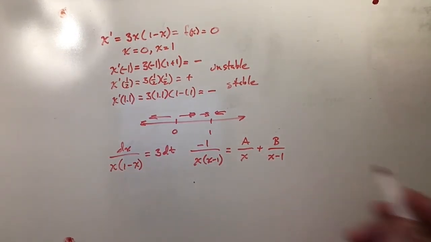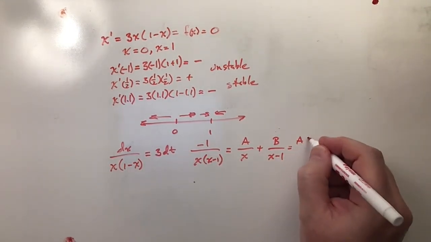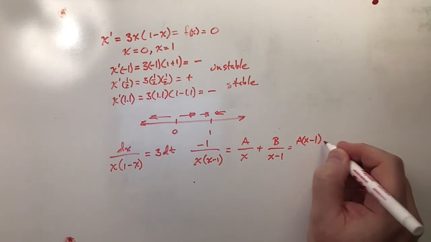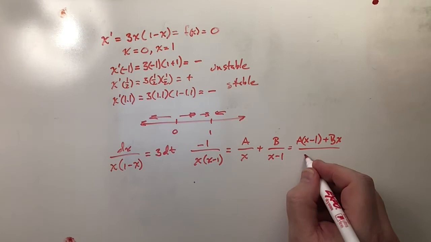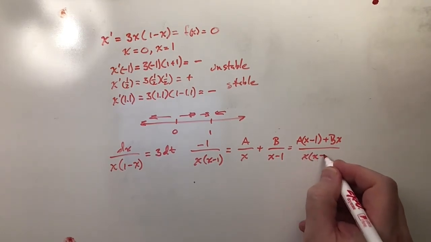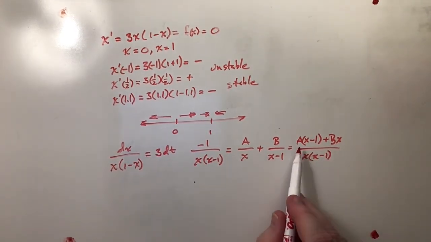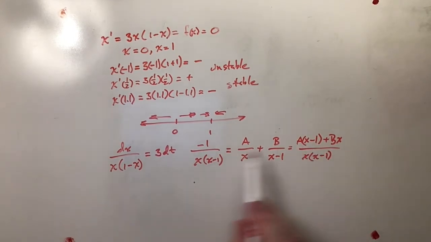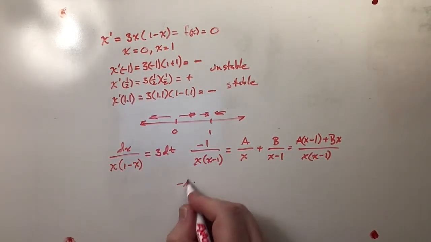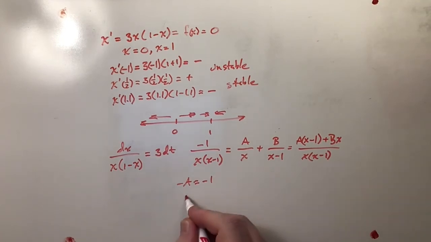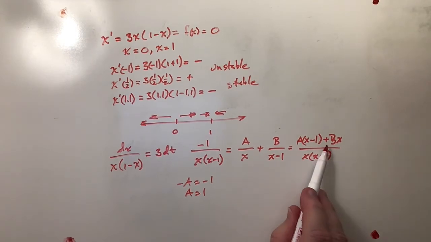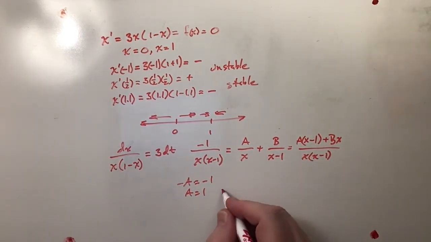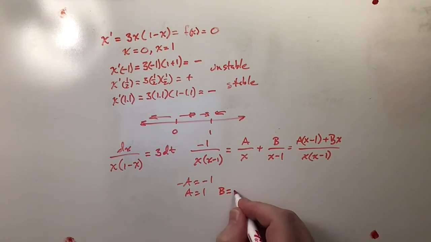So again, this means taking a(x minus 1) plus bx when I rationalize or make the denominators common. And now I can see that negative a is going to be the only constant on this side, and that equals negative 1. So if negative a equals negative 1, then a equals 1. And if a equals 1 and ax plus bx equals 0, then b equals negative 1.